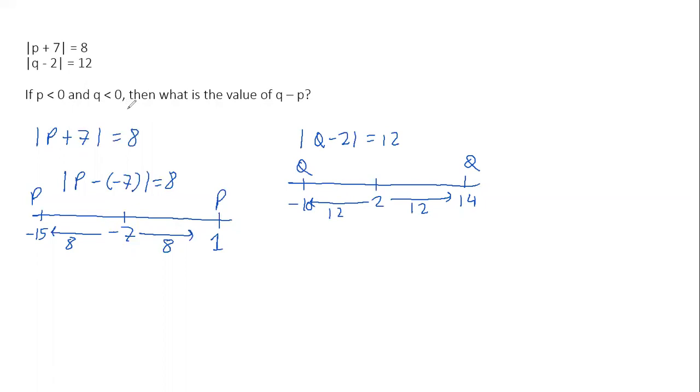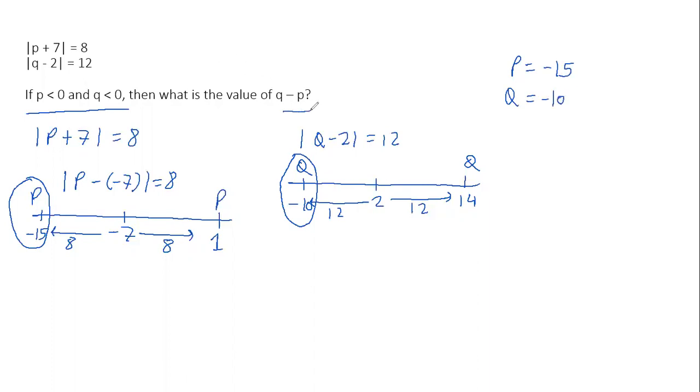But if I read the question further, they are restricting that p has to be less than 0 and q should also be less than 0. So if p is less than 0, this is the only value which is less than 0 for p. And if q is less than 0, this is the only possible value for q. So from there I get that p is minus 15 and q is minus 10.